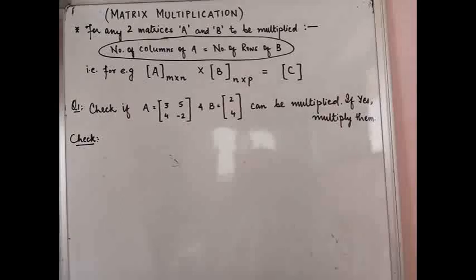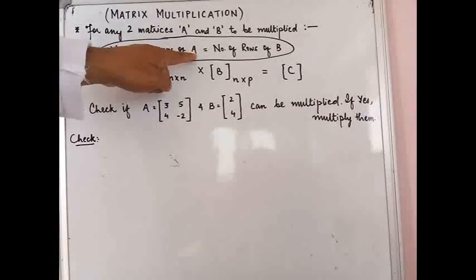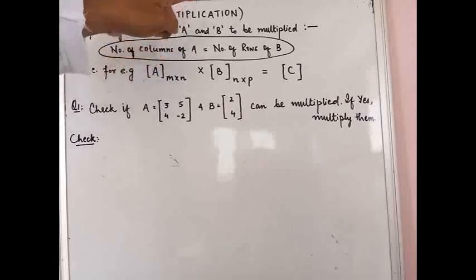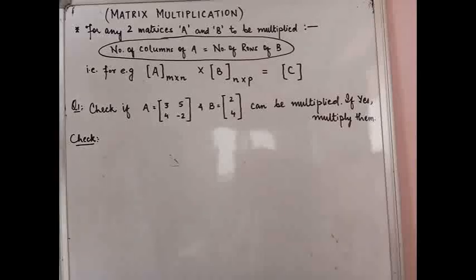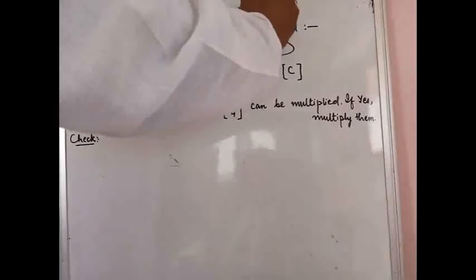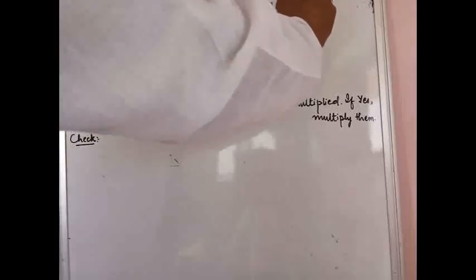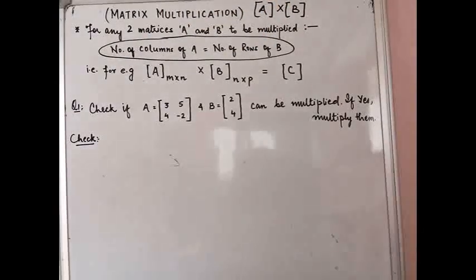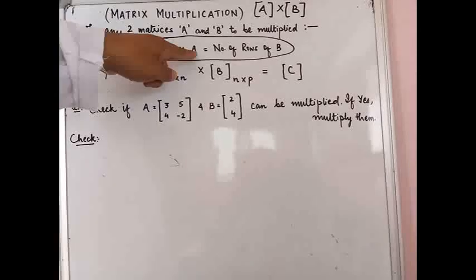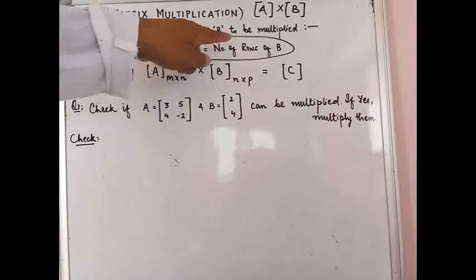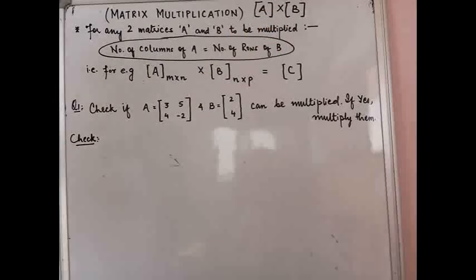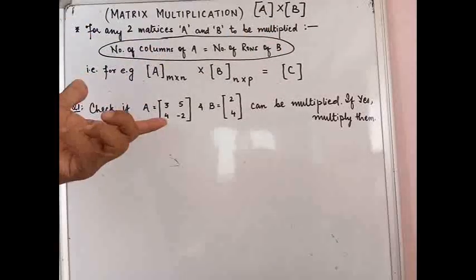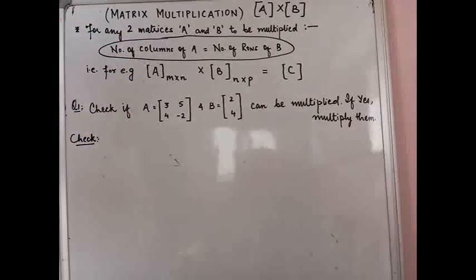I am going to encircle this with the marker. You see, the number of columns of matrix A, which is the first matrix. Please remember, A is the first matrix, B is the second matrix, and we are multiplying A and B. The number of columns of the first matrix A should match the number of rows of the second matrix. Only if they match will this multiplication be possible.